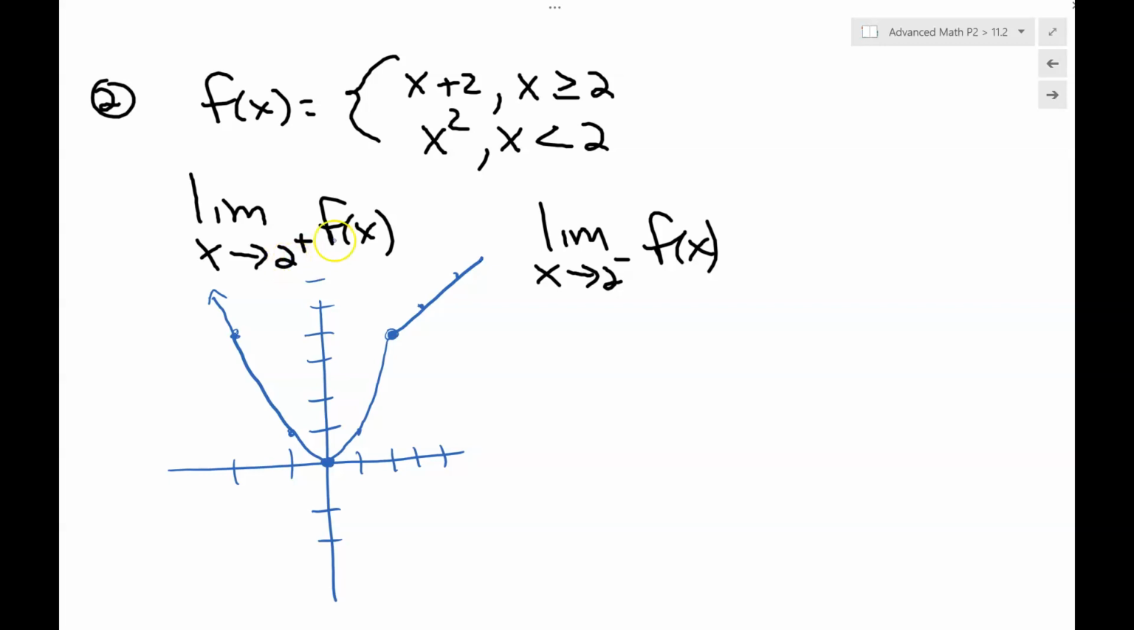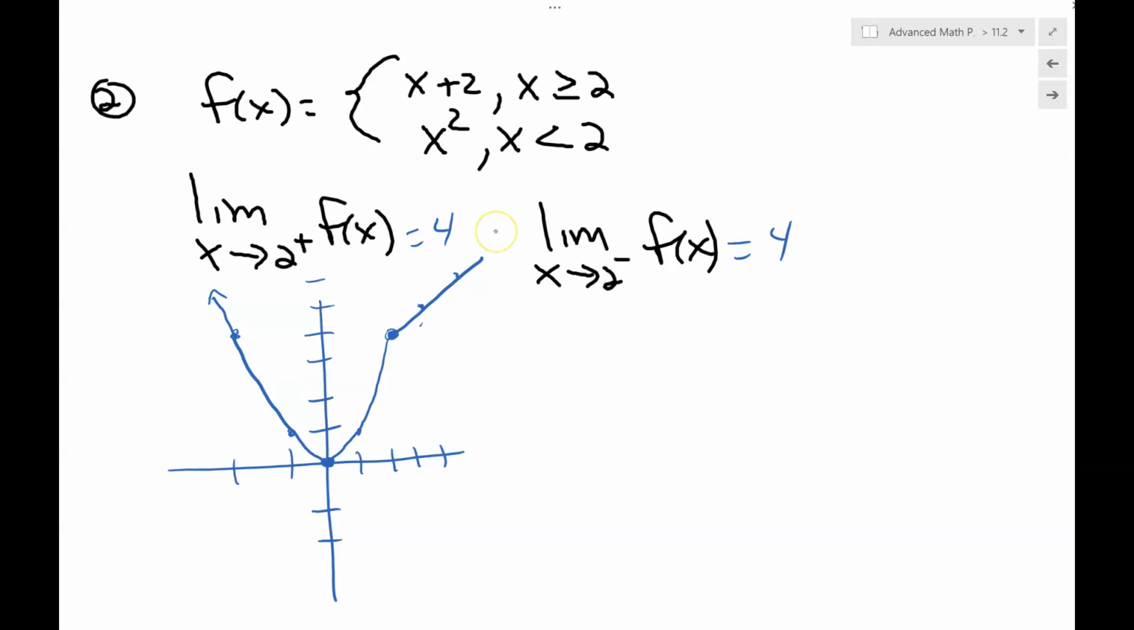So if we look at this, we want to find f of x as it approaches 2 from the right. That would be this direction. If we notice, we're going towards 4 in this case. If I go from the left, I'm also going to 4. We're going to come back to that.